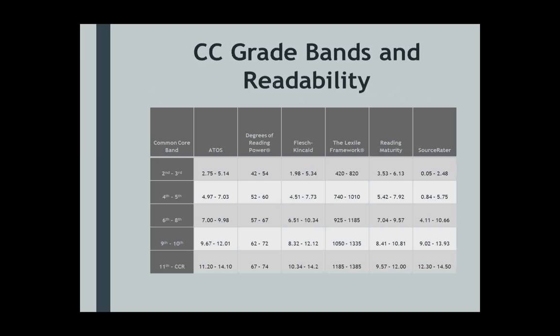Now, there were 6 different computer programs, if you look at the chart on the screen right now. I can't point, but on the left-hand side you see the Common Core band. The Common Core band are grade equivalencies that are grouped: 2 and 3, 4 and 5, 6 through 8. You notice that's a broader gap. Kind of reminds us of NRS, doesn't it? Then 9 and 10, and 11 through college and career readiness.